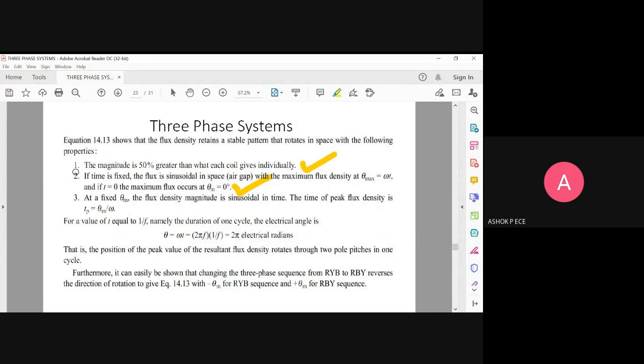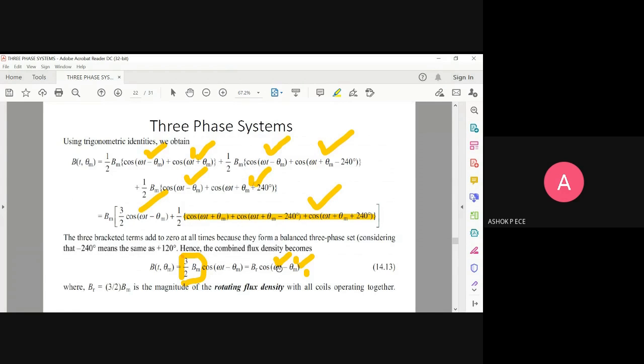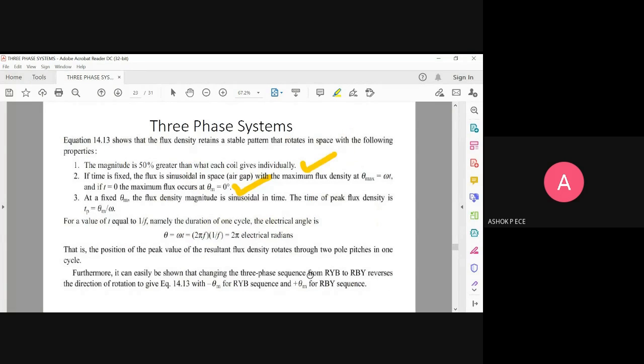So these are the two conditions: when will the maximum occur? When time is constant and when the angle is constant. When the angle is constant, it is going to be sinusoidal. The peak occurs at t equal to theta m by omega. Same way, equate this term to 0, so omega t minus theta m equal to 0, so t is equal to theta m by omega. Same equation. I'm rewriting here: t will be equal to theta m by omega. Same thing.